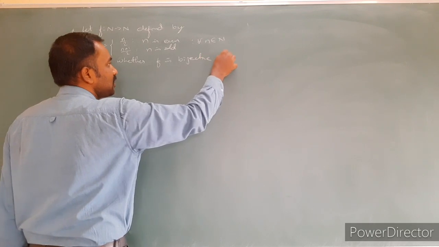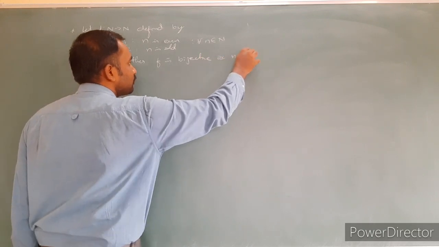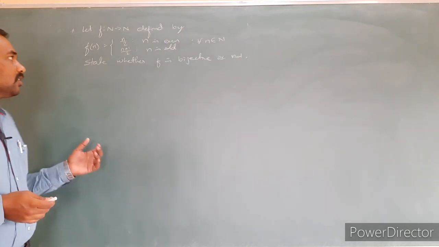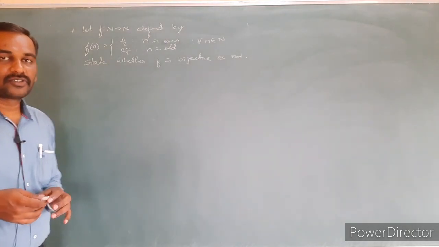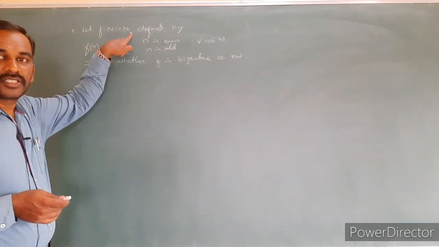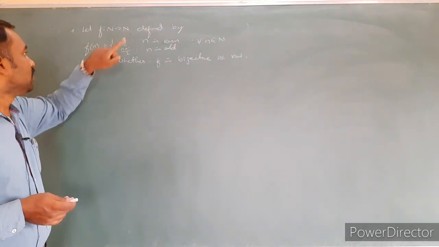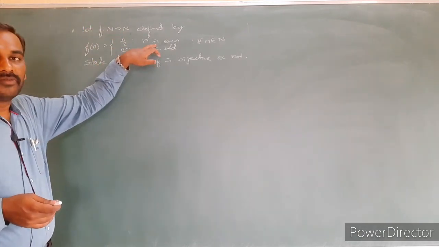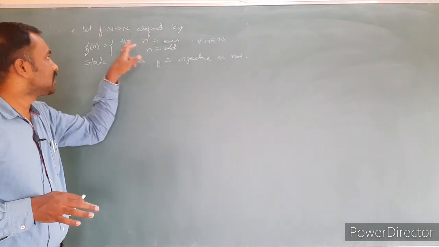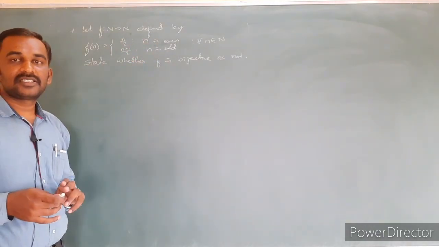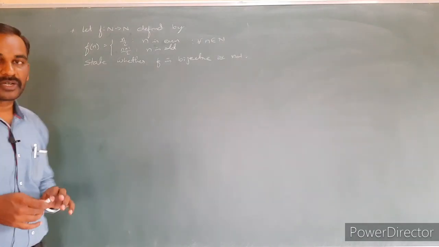State whether f is a bijective or not. Check the bijectivity of the function. Okay, we have to check whether f is bijective or not. Here the function is defined from the natural number set to the natural number set. The function takes two different values depending upon the domain value. Whenever n is an even number, the function takes one value. Whenever n is odd, the function takes a different value.